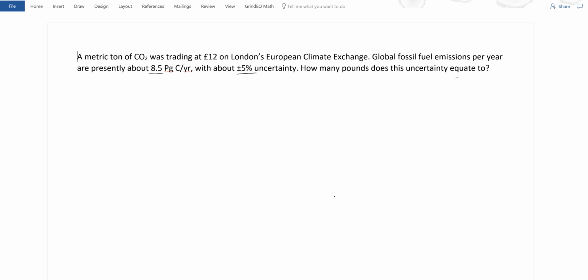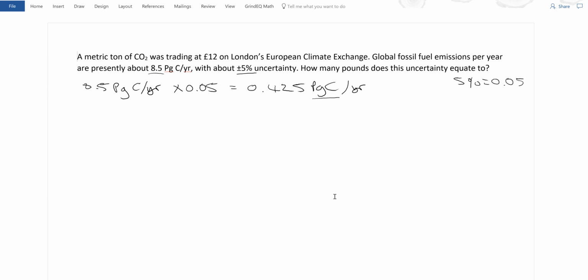So obviously 5% is equal to 0.05. So if I do 8.5 petagrams of carbon per year times 0.05, that will give me 0.425 petagrams of carbon per year. So that is the size of the uncertainty. However, at the moment, I have it in terms of carbon, and I need it in units of tons.